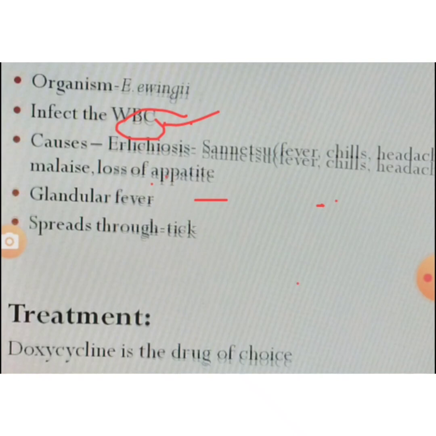Now the treatment. Suppose a person gets infected with Rickettsia, what kind of treatment could be given? Since this is a gram-negative organism, antibiotics such as penicillin generally cannot be given. Doxycycline is basically the drug of choice given to patients suffering from infection caused by Rickettsia.